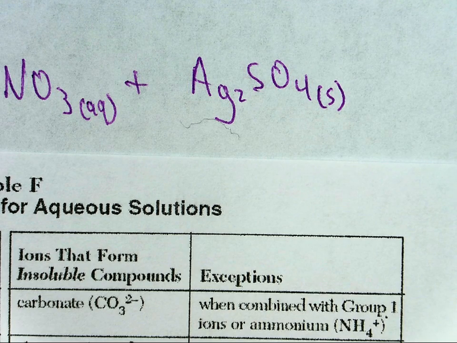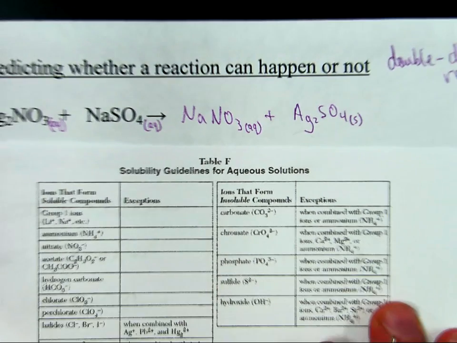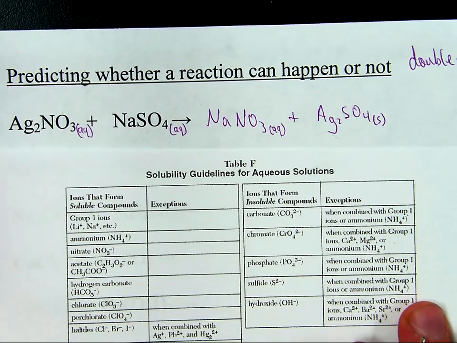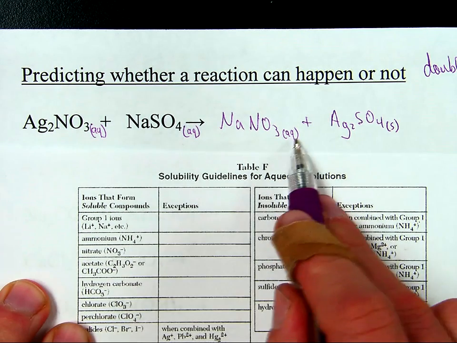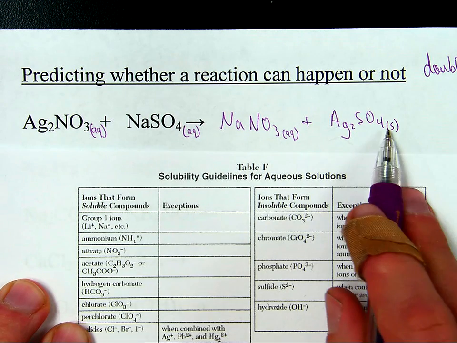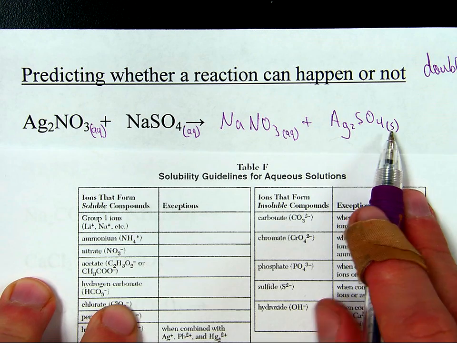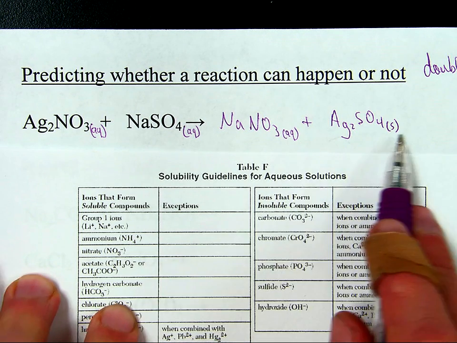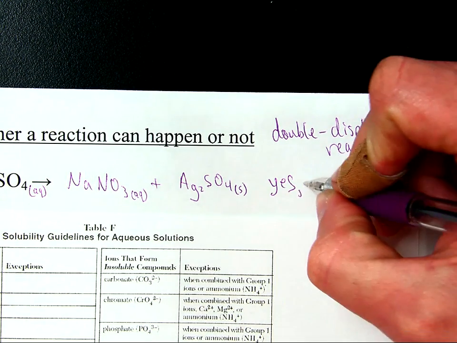Alright, looking back at the overall view of our chemical equation right there: aqueous, aqueous, aqueous, solid. We have a product that is not aqueous, in other words, that cannot dissolve in water. So because one of the products is not AQ, we're going to say, yes, the reaction happened.